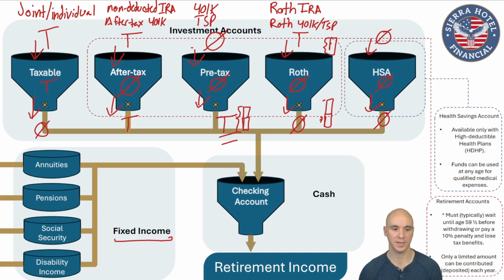Where fixed income plays a huge role is making you less dependent on the market. So diversifying between taxable, after-tax, pre-tax, Roth, HSAs, will diversify you from a tax standpoint and will reduce your tax liabilities, especially in retirement. Reducing your market risk, one of the best ways to do that is through fixed income. And again, I'm not referring to fixed income as bonds and interest-bearing vehicles. I'm referring to the guaranteed income payments in retirement. So things like annuities, pensions, Social Security, disability income, things like that.